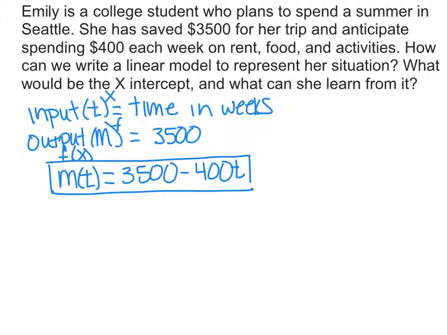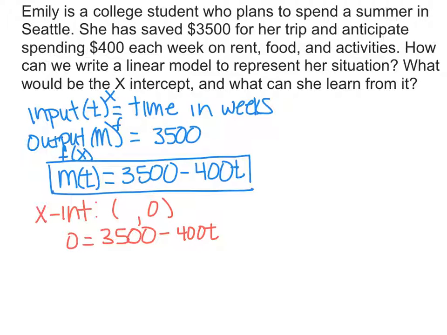Well, the x-intercept is what we're going to find next. And what the x-intercept is going to do for us is figure out how long she can stay. So remember, when we find the x-intercept, we plug in a 0 for y. So I'm going to say 0 equals 3,500 minus 400t. So now I just have to solve this.